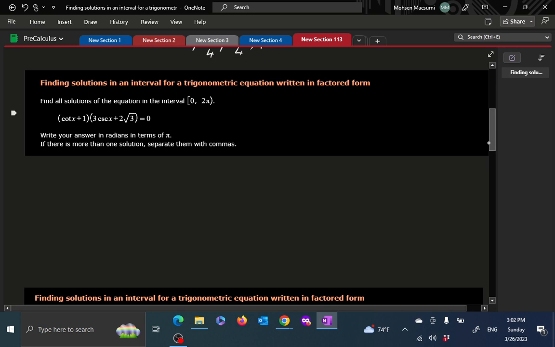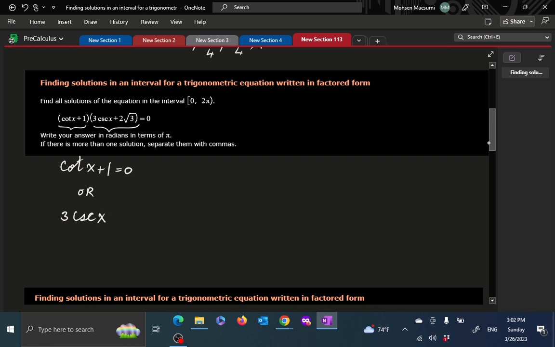Okay, here again, remember, this is like a, this is like b. Either we have cotangent of x plus 1 equal to 0, or 3 cosecant of x plus 2 radical 3 is equal to 0. This implies that cotangent of x is equal to minus 1. We said in the previous lecture that this means tangent of x is equal to minus 1.